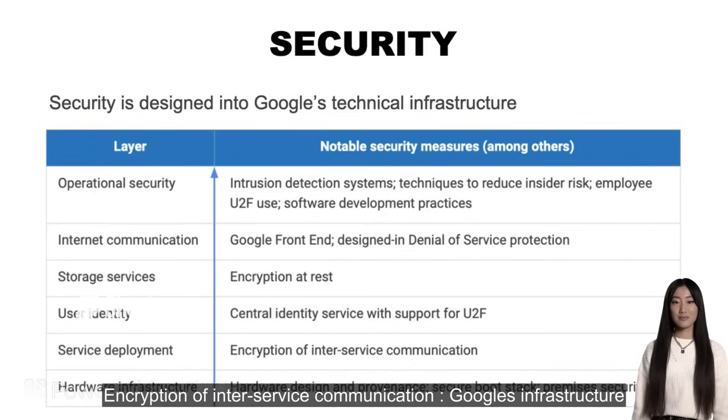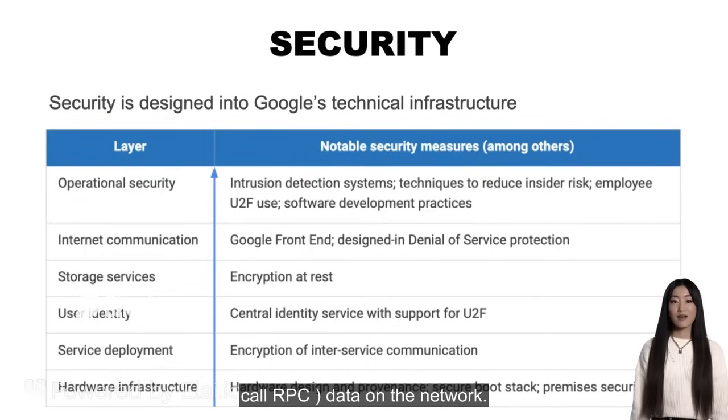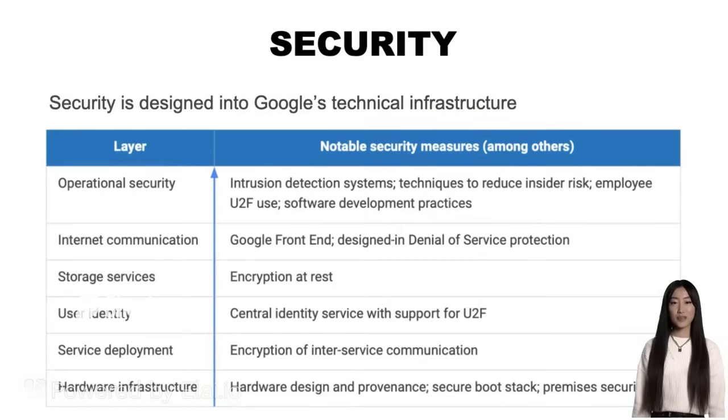Encryption of inter-service communication. Google's infrastructure provides cryptographic privacy and integrity for remote procedure call (RPC) data on the network. Google's services communicate with each other using RPC calls. The infrastructure automatically encrypts all infrastructure RPC traffic which goes between data centers. Google has started to deploy hardware cryptographic accelerators that will allow it to extend this default encryption to all infrastructure RPC traffic inside Google data centers.